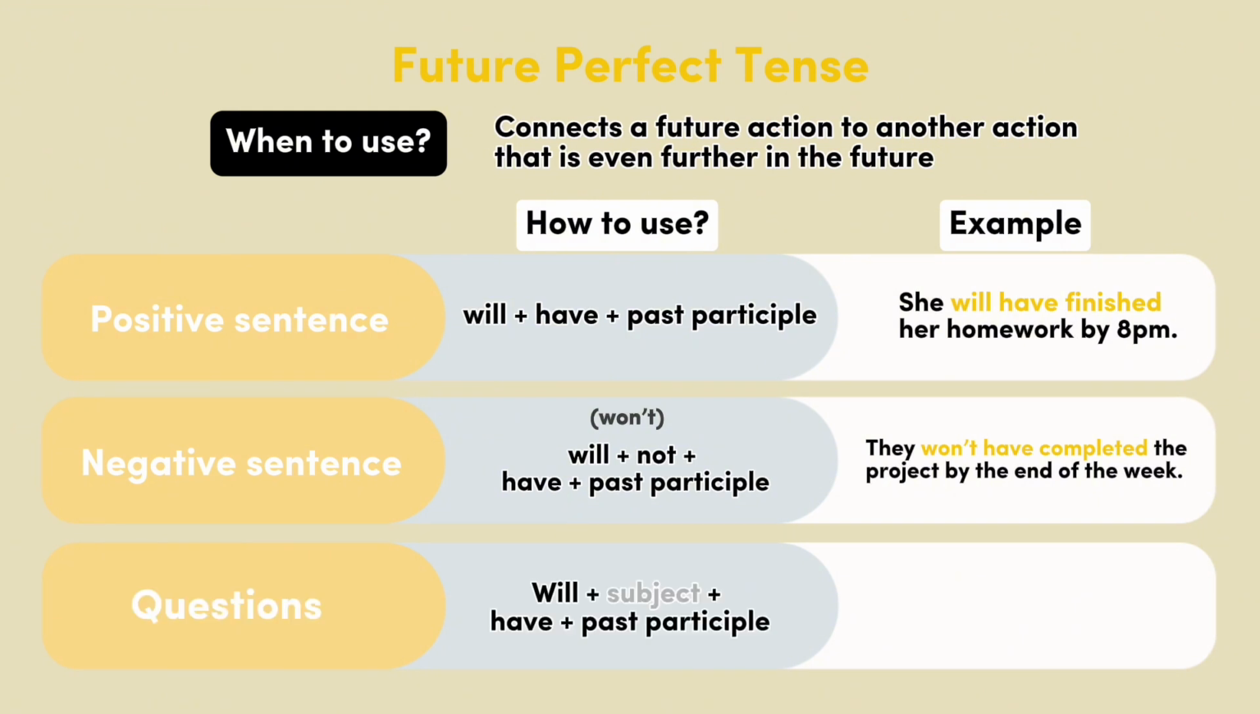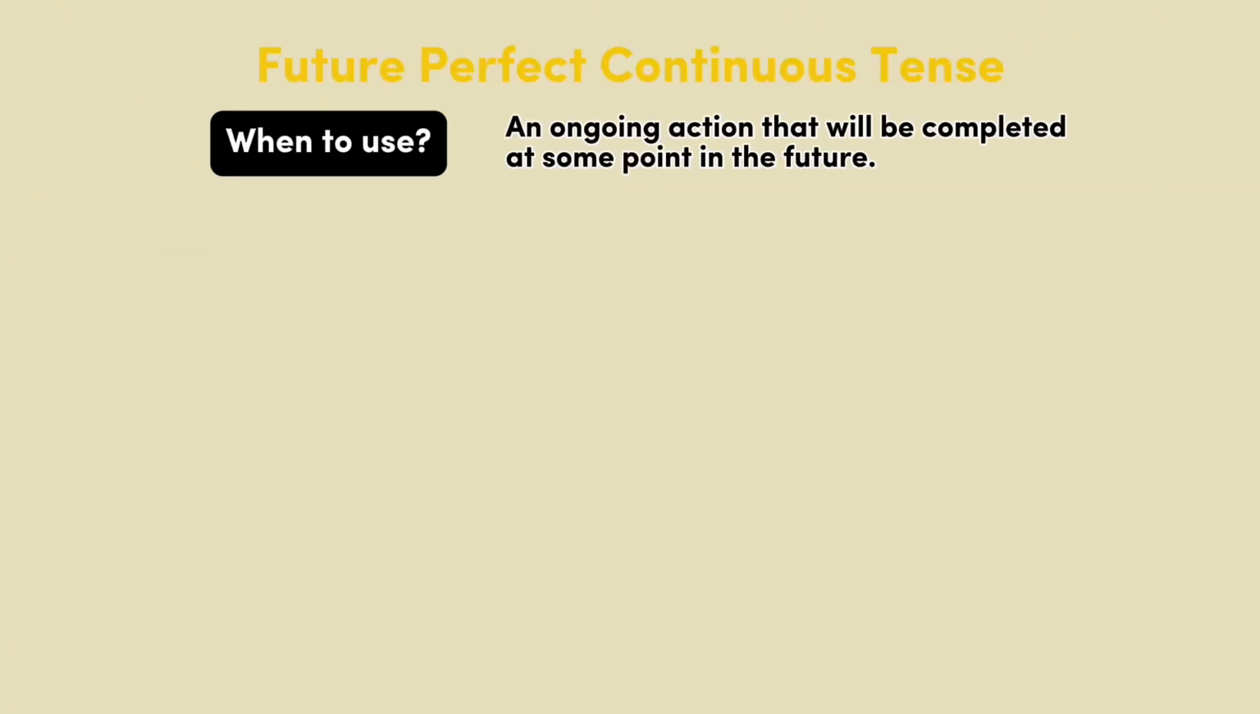Question form: will plus subject plus have plus past participle. Will he have learned French by the time he moves to Paris? The future perfect continuous tense expresses an ongoing action that will be completed at some point in the future. It emphasizes the duration of the action leading up to that future point.